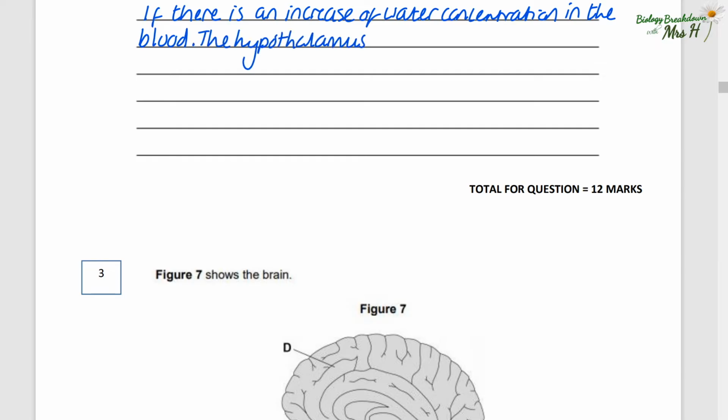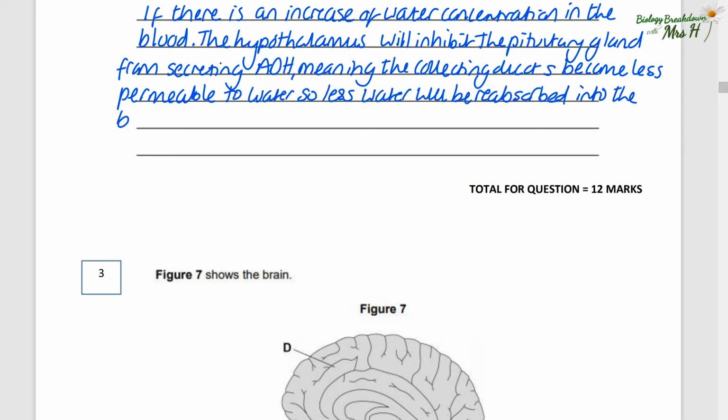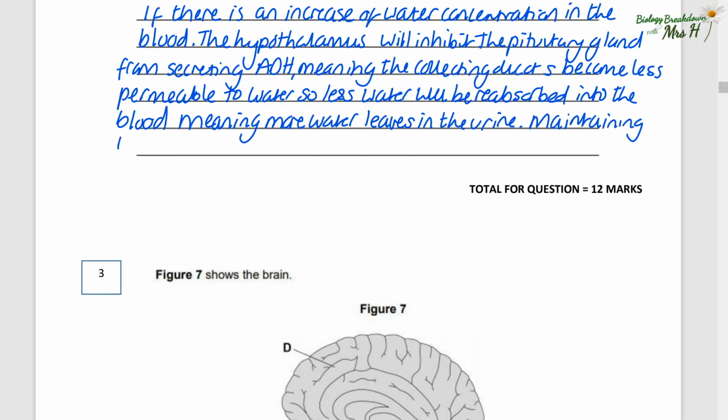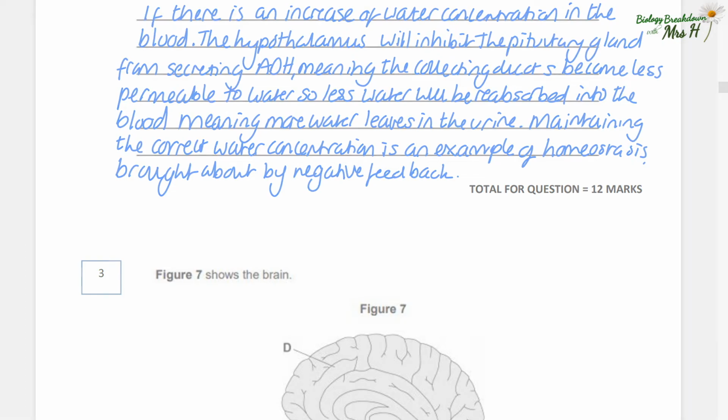So the hypothalamus will stop the pituitary gland from secreting ADH, and that means the collecting ducts or the kidney tubules become less permeable to water. So that means less water is reabsorbed into the blood, meaning that there'll be more water in the urine, and therefore we've got rid of that extra water from the blood and we've maintained the correct water concentration. And maintaining the correct water concentration is an example of homeostasis brought about by negative feedback.